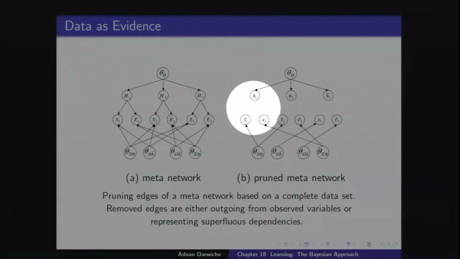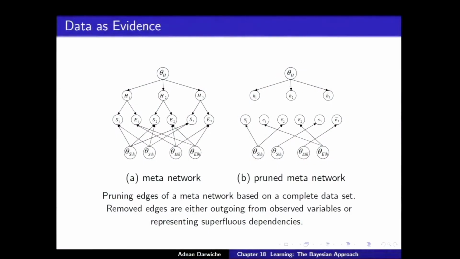So the first example was a health-aware individual who's not a smoker and who exercises. And the second example was health-aware, does not smoke, does not exercise. And the third example was not health-aware, smokes, and does not exercise. Okay, so in this picture, I put the actual values. This is the original meta-network. And now that I know the value of each one of these, look what I did. I pruned it.